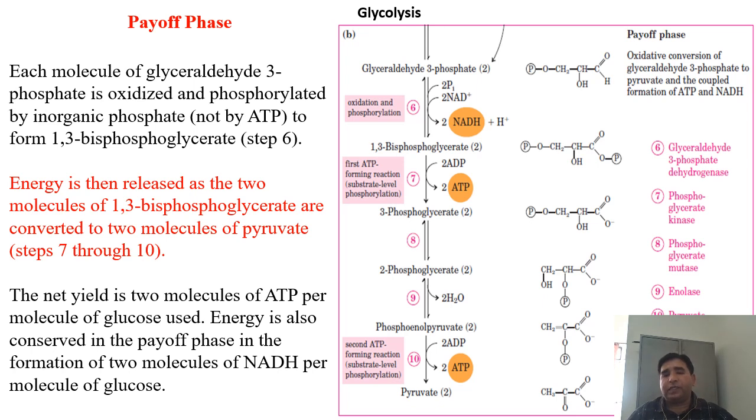In this way we can see that we have used 2 molecules of ATP in the preparatory phase, and we found 4 molecules of ATP in the payoff phase. Then the net gain of ATP in this process is 2, and we have one more currency of power in the form of NADH that will also be used for making ATP.